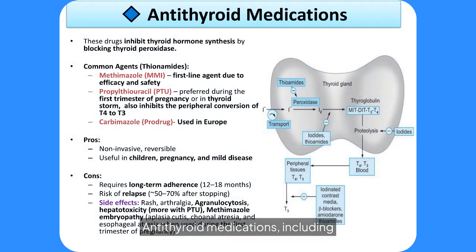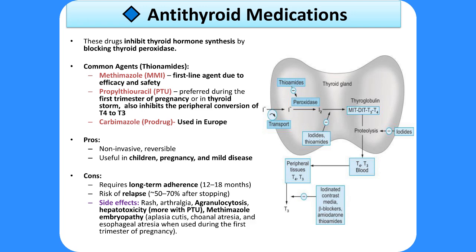Antithyroid medications belong to a drug class called thionamides, which includes methimazole and propylthiouracil. They inhibit thyroid hormone synthesis by blocking thyroid peroxidase. Methimazole is the first-line agent due to efficacy and safety, while propylthiouracil is reserved for first trimester pregnancy or thyroid storm. Side effects range from mild rash to serious agranulocytosis or hepatotoxicity.